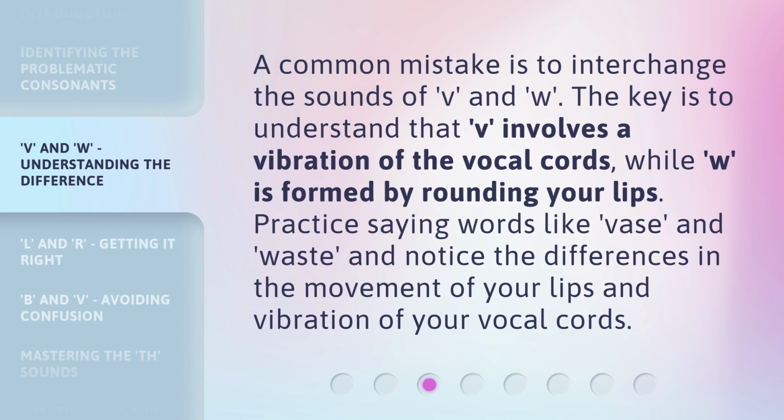A common mistake is to interchange the sounds of V and W. The key is to understand that V involves a vibration of the vocal cords, while W is formed by rounding your lips. Practice saying words like vase and waist, and notice the differences in the movement of your lips and vibration of your vocal cords.